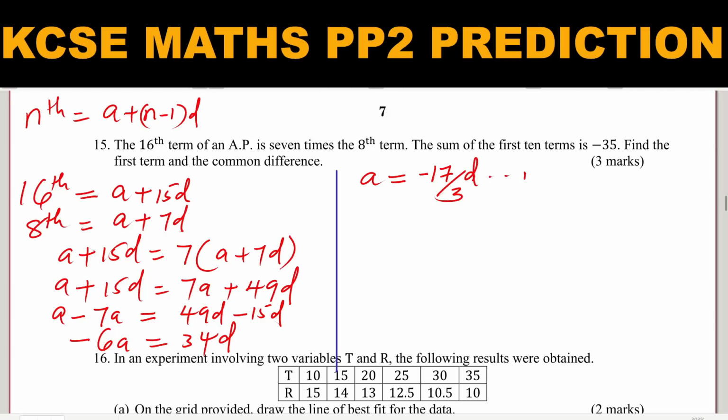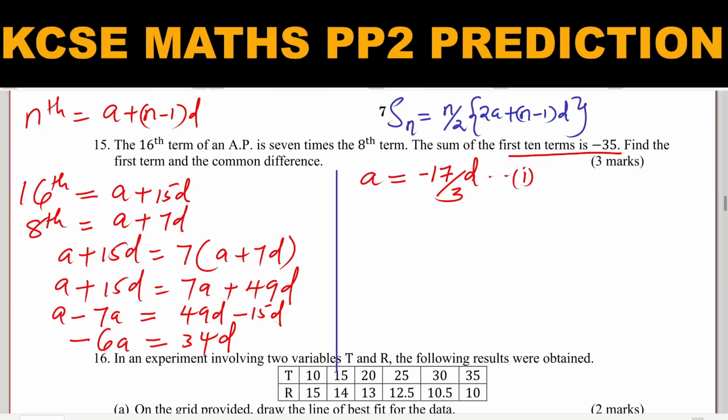So that will be the first equation. Now from there, you're also given the next statement that the sum of the first 10 terms is negative 35. So you need to understand how you get the sum of a number of terms, let's say n, of an AP. It's given by n divided by 2, times the bracket 2a plus (n minus 1)d.